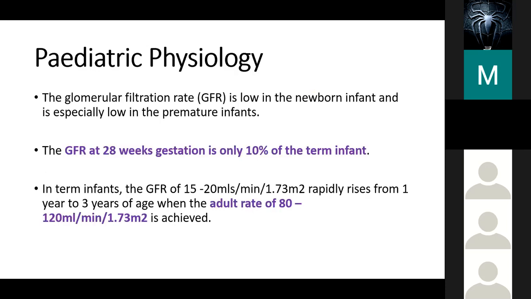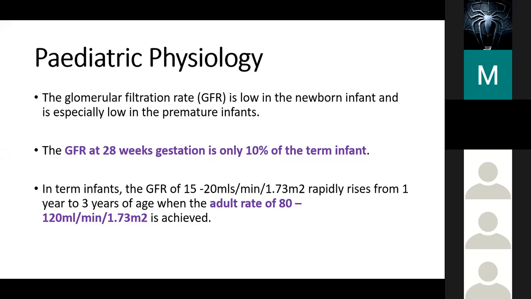The glomerular filtration rate in the newborn infant is low. And at 28 weeks, especially in the preterms, it's just about 10% of that of a term infant. But this is not a problem because, like I said, you don't need the kidney to function in utero because the placenta does that. But when the baby is born, it rises from 15 to 20 to about 80 to 120 within the first 3 years of life.